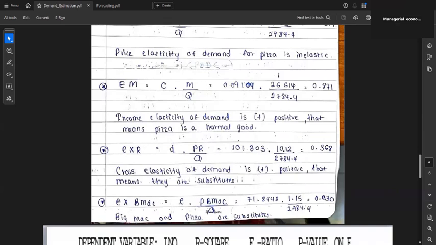Then we have the income elasticity of demand of a pizza, which is 0.871. 0.871 is still a positive value. So that means there's a positive relationship between quantity of demand and income. So it can be a normal good, meaning an essential good, or a luxury good. Even in here, it is inelastic because it's not greater than 1.